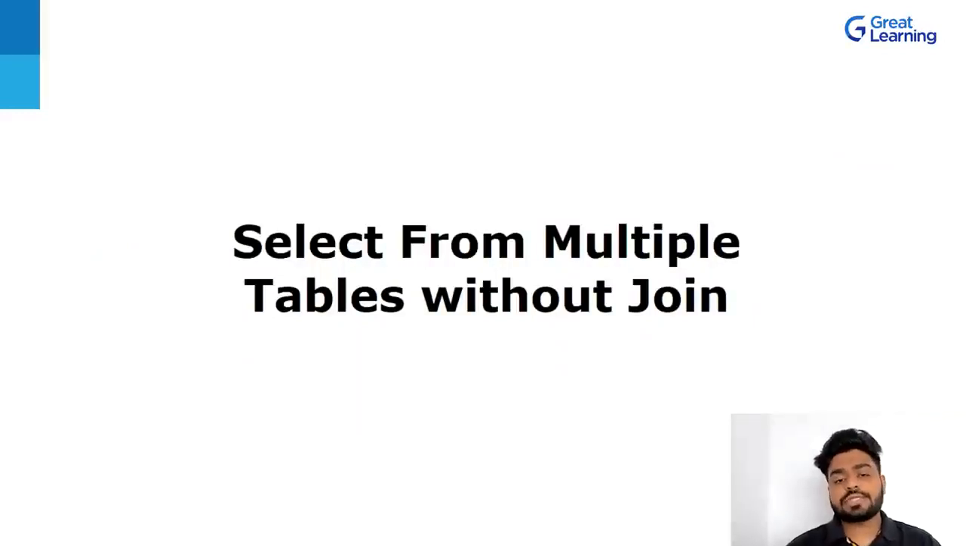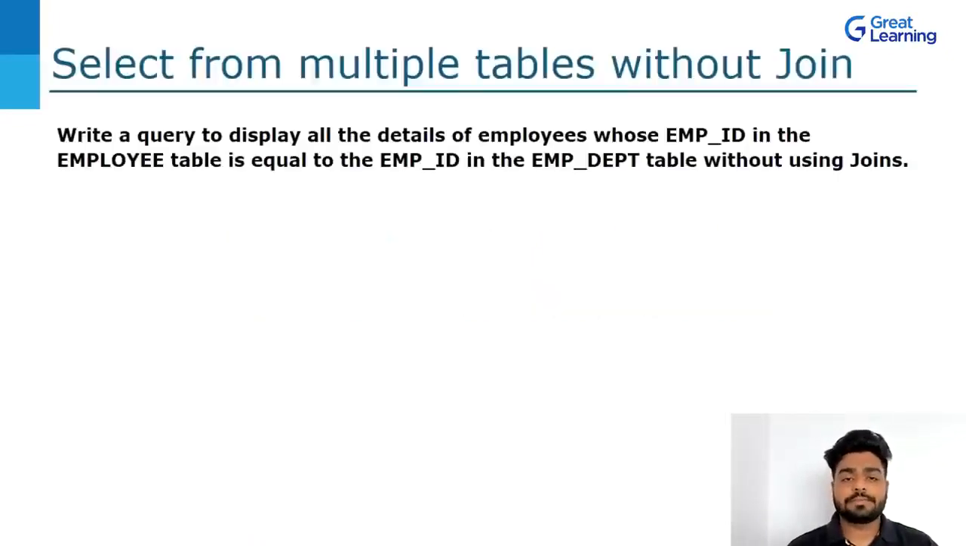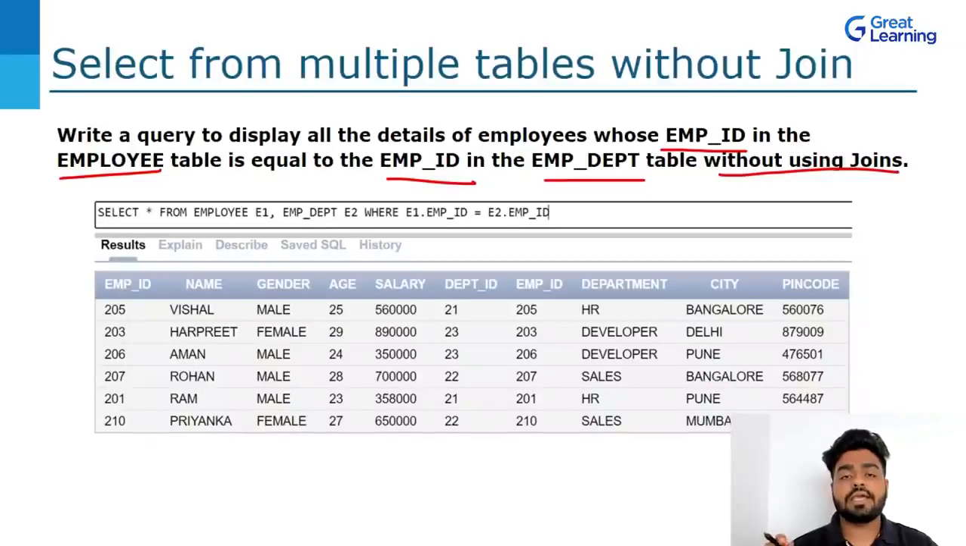Now we are in our next topic, which is select from multiple tables without join. Now this is very easy. We don't have to use the join topic. Without join, we have to select from multiple tables. We have already seen this, but let's see it once more. Write a query to display all the details of employees whose employee ID in the employee table is equal to the employee ID in the employee department table, without using joins. Now, if you talk about this particular topic, we have already seen one statement where we are not using joins, which is this.